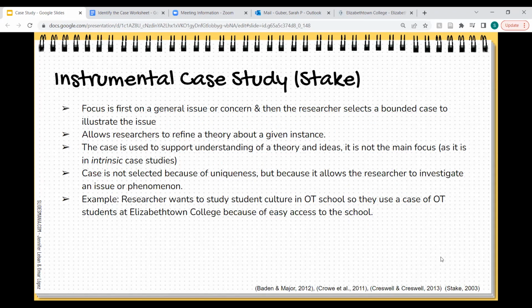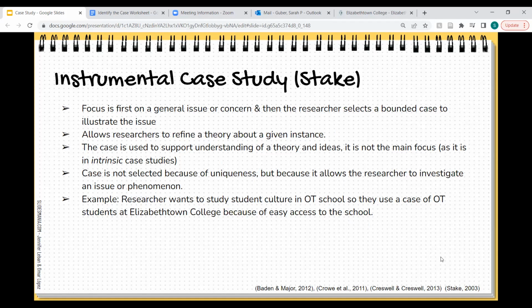Another one of Stake's types of case studies is instrumental. So in this one, it's the opposite of the intrinsic. So the focus is on a general issue or concern, and then the researcher selects a bounded case to illustrate the issue. So this allows a researcher to refine a theory about a given instance, and the case is used to support the theory, but it's not the main focus as it is in intrinsic.